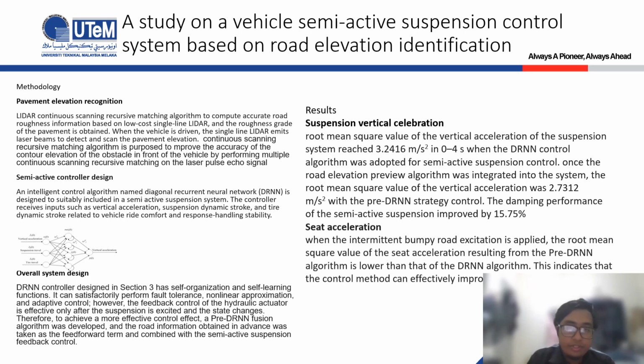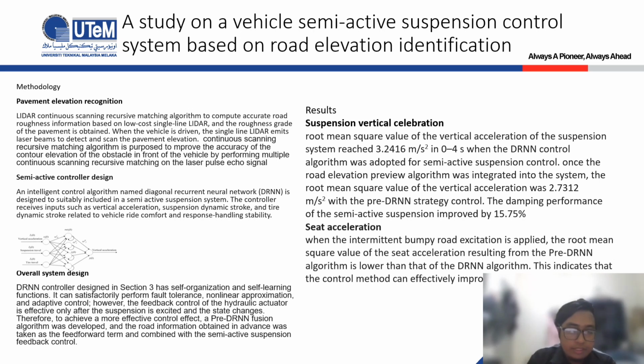When the vehicle is driven, the single line LiDAR emits laser beams to detect and scan the pavement elevation. Continuous scanning recursive meshing algorithm is proposed to improve the accuracy of the contour elevation of the obstacle in front of the vehicle by performing multiple continuous scanning recursive matching on the laser pulse echo signal.